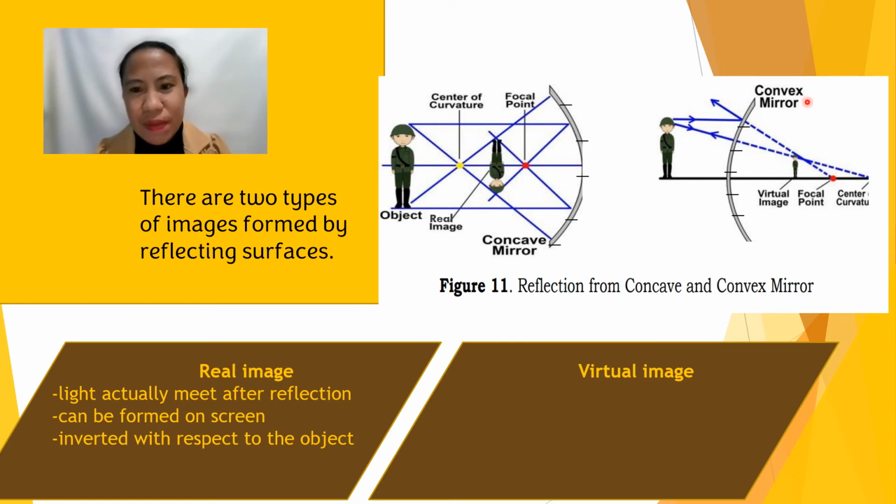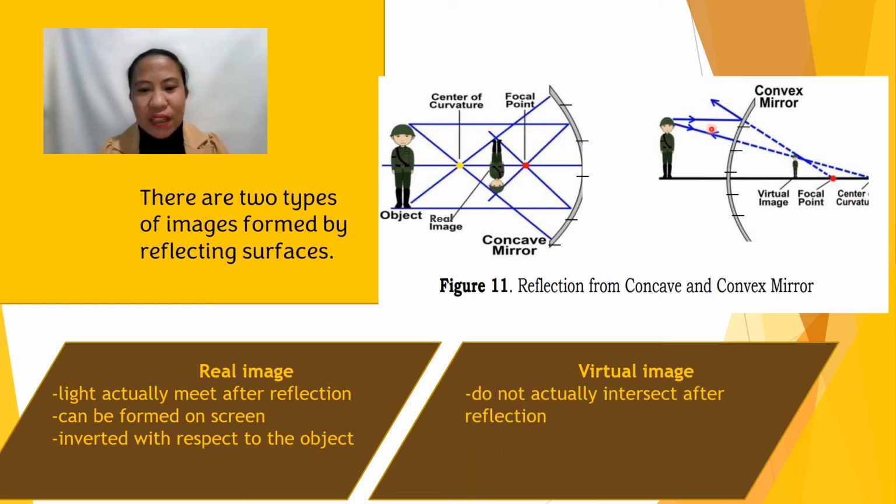While in convex mirror, the light rays do not actually intersect after reflection. So they diverge. That's why convex mirror is also called a diverging mirror, because they go in different directions, the light rays.